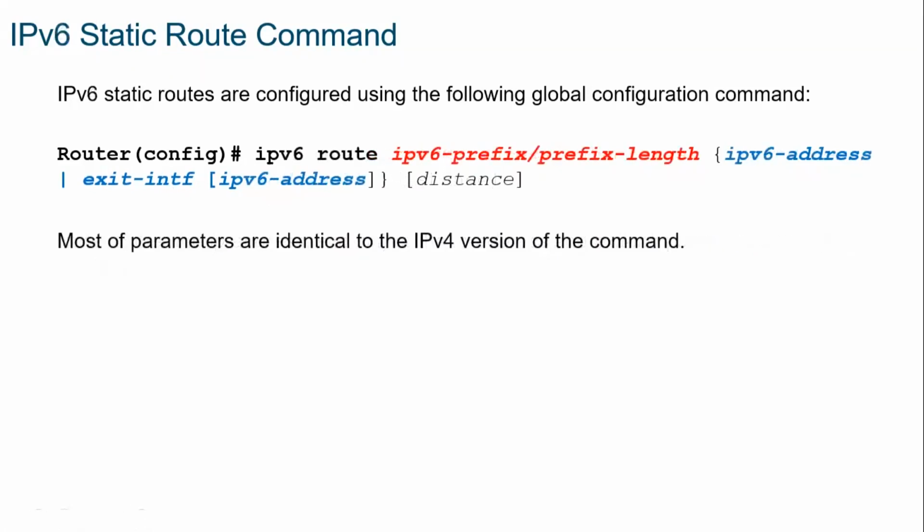For IP version 6, if you look, it is the same format as IP version 4, except we type IP version 6 route. The IP version 6 prefix and prefix length is basically the network address and the subnet mask of the remote network. And then the IP version 6 next hop IP address and the exit interface, or the distance here, which is optional as well.